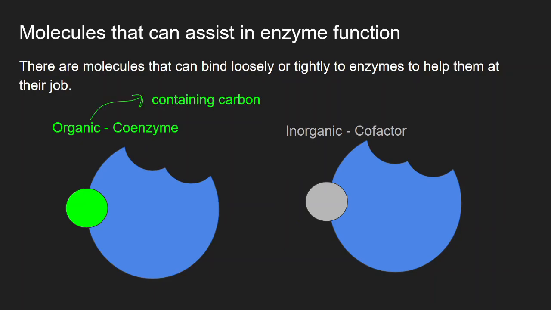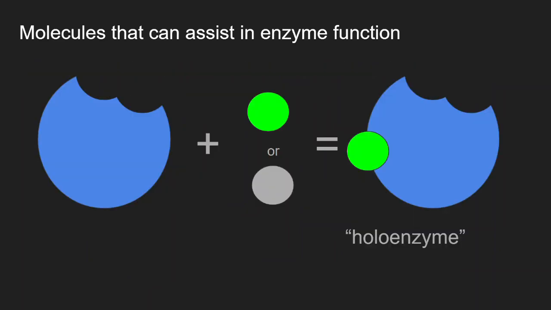Organic means containing carbon and being used in living things. Inorganic molecules can certainly be used in living things. It's just they don't contain carbon. They're typically metals. So when an enzyme is joined with these assisting molecules, they can form what is known as a holoenzyme.